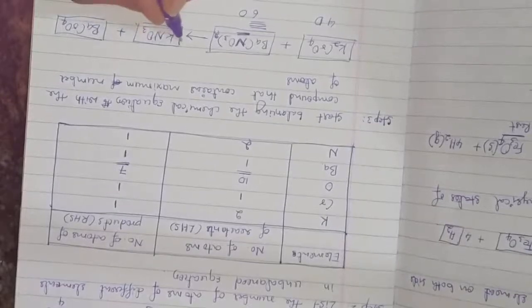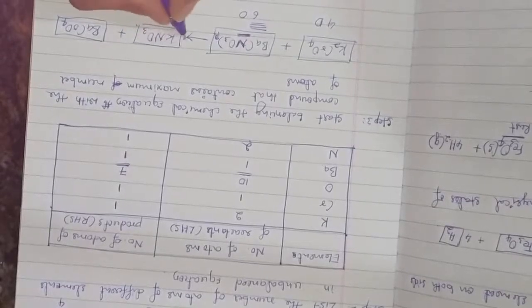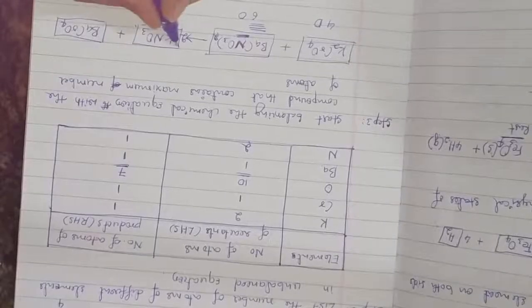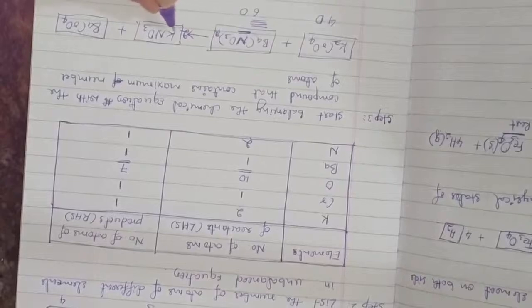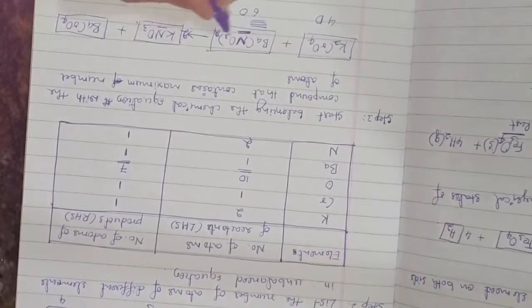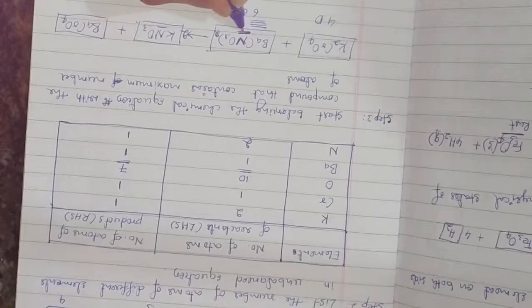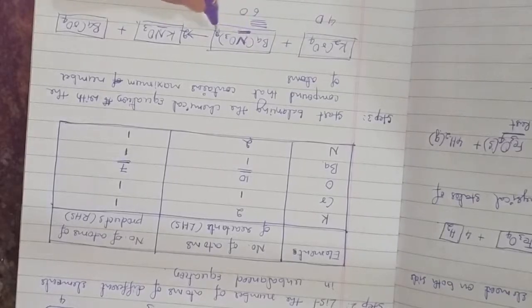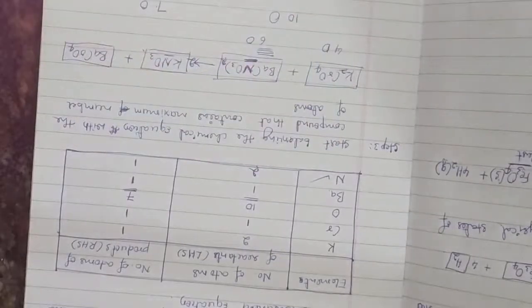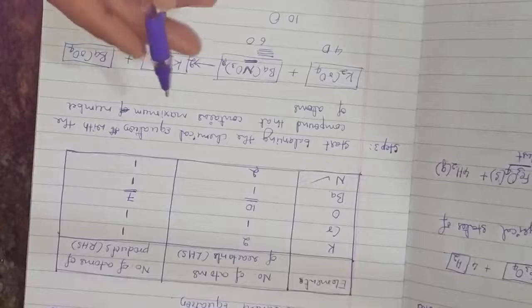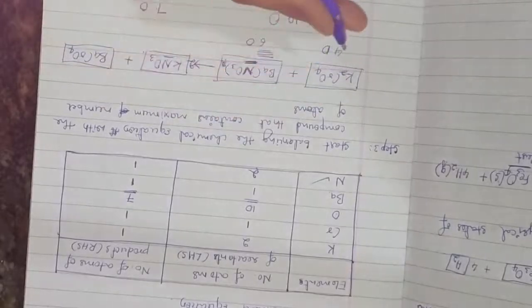So if I multiply this whole compound with 2, then the number of nitrogen atoms in the reactant side and product side will become equal. So now I multiplied this whole equation by 2. Now the nitrogen atom is balanced. Next we will balance the other atoms.